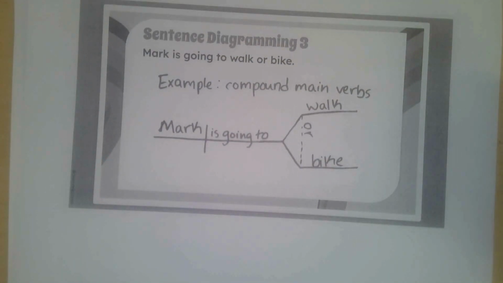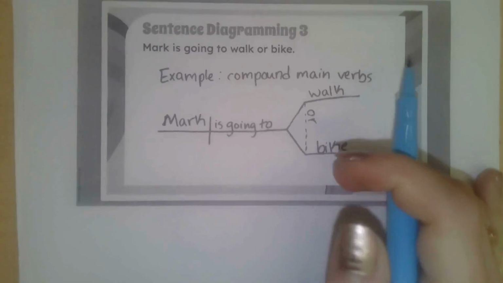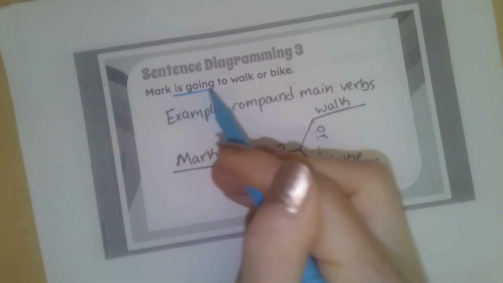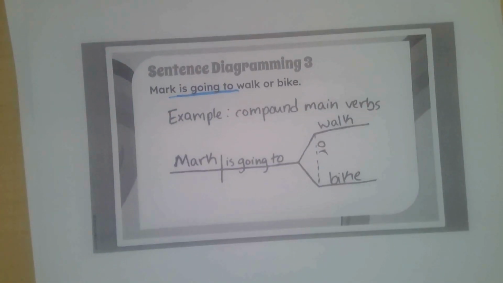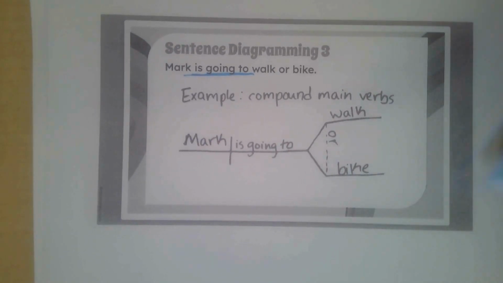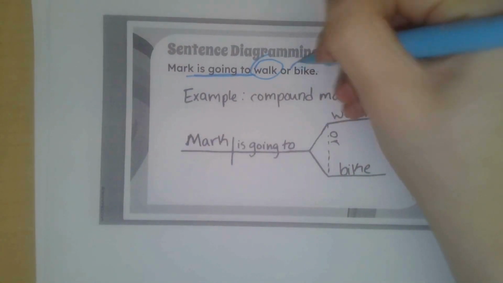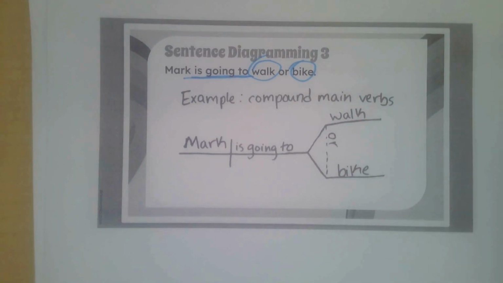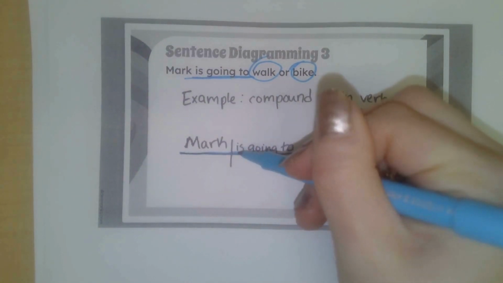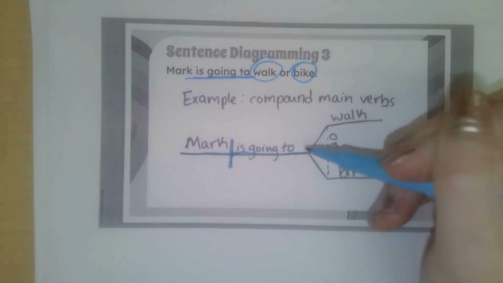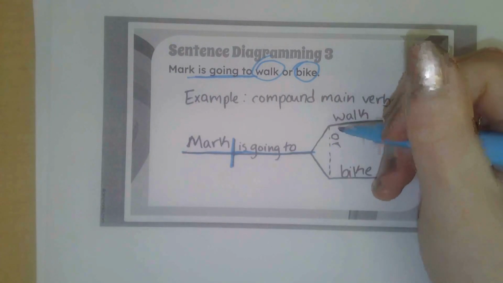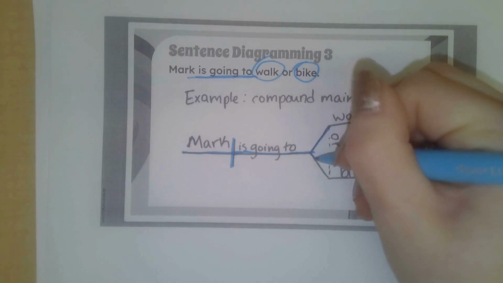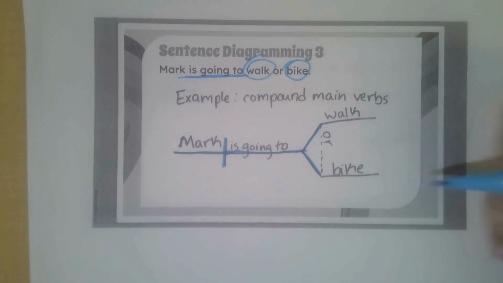For example, Mark is going to walk or bike. We have our helping verbs here, is going to, but then we have multiple main verbs, walk or bike. So we put Mark on his line, we keep going, write down is going to. Then this is where we split the line, and we can have walk or bike.